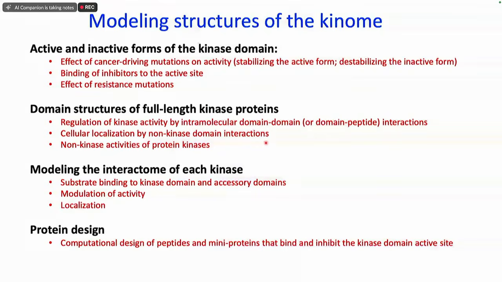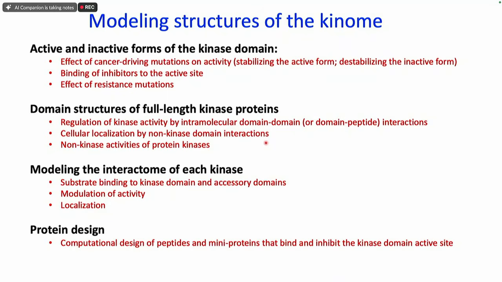So we want to look at the domain structures of the full-length proteins. Many kinases are 500, 1,000, 2,000 residues long. And not only do they have the kinase domain, but they have lots of regions of disorder, and they may have other domains that interact with the kinase domain, or that interact with substrates, or that help localize the kinase in different places in the cell. So we want to know where those domains are. Do they interact with the kinase domain? Do they interact with each other?